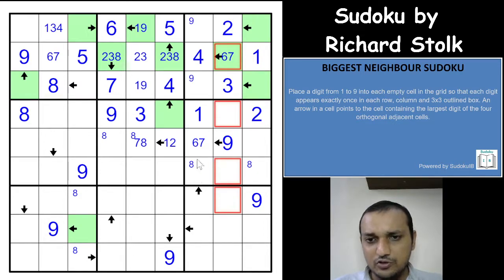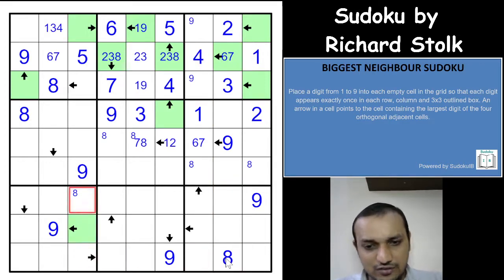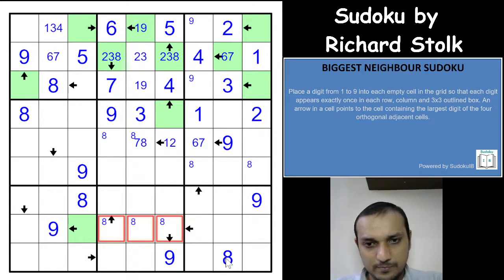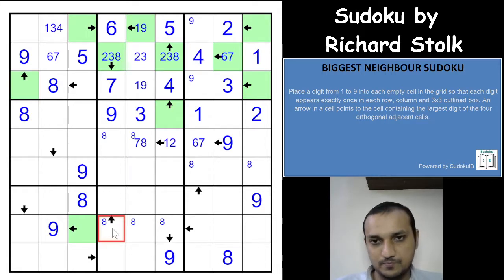8 cannot be here because you will have to have 9 here. 8 cannot be here because you will have to have 9 here. So the only possible place for 8 is this cell. That gives you an 8 here. That gives you 8 either here, here or here, right? And of course 8 is possible here, 8 is possible here as well, and 8 is possible here as well. Okay.